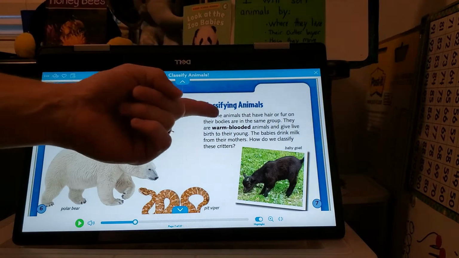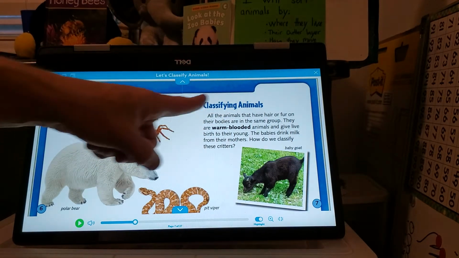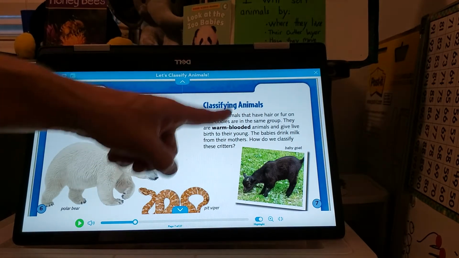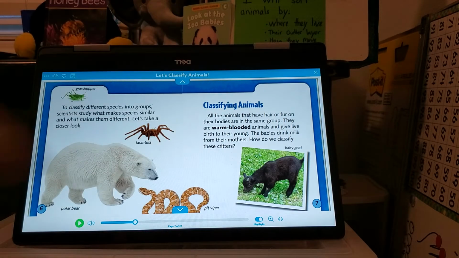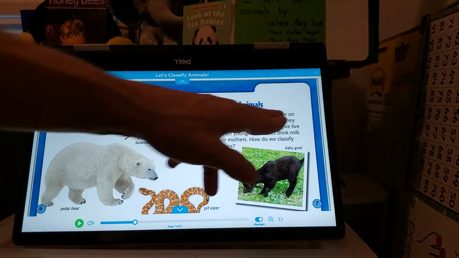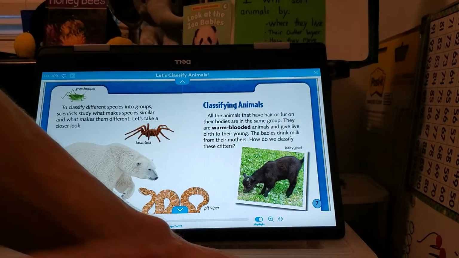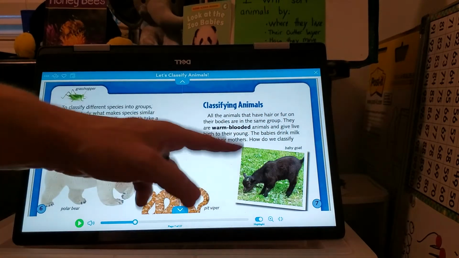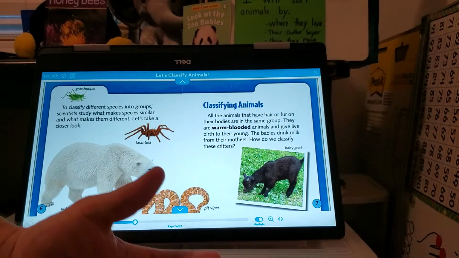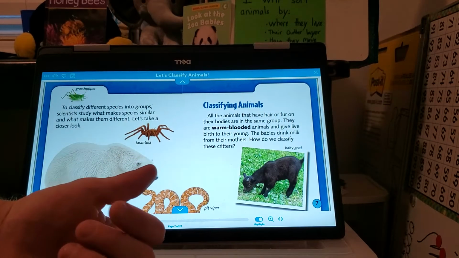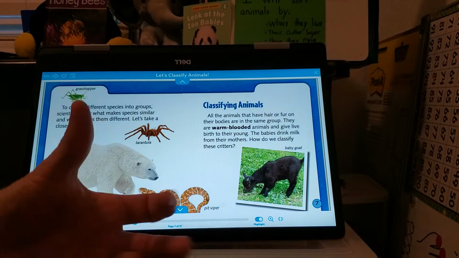All right, so here's how we classify animals. I know that because look at that heading right there. That tells me what we're getting ready to talk about. All the animals that have hair or fur on their bodies are in the same group. So we're talking about the coverings, right? They are warm-blooded animals and give live birth to their young. Their babies drink milk from their mothers.